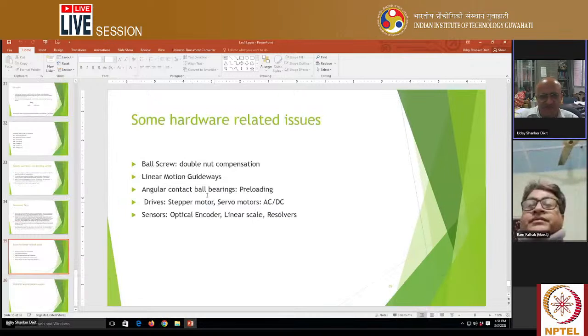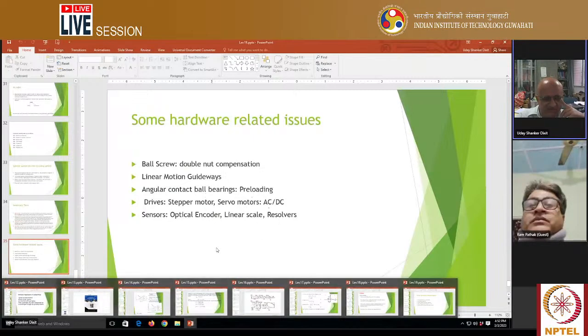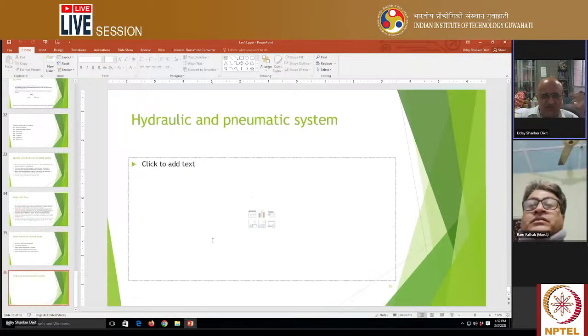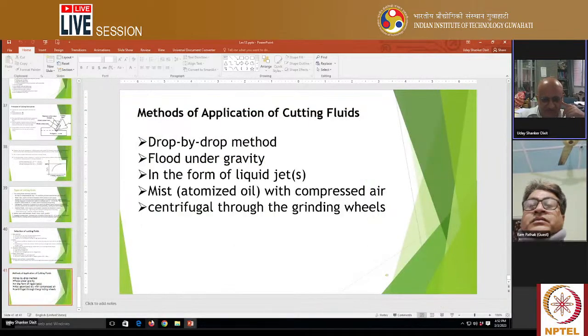Lecture 19, linear motion guideways. These are also basically balls there, angular contact ball bearings. But preloading is very important for accuracy. That means you already apply some load. Then drives means stepper motor, servo motor, AC DC. Sensors means optical encoder, linear scale, and resolver. They work on the magnetic principle. And then hydraulic and pneumatic systems, of course. There are a lot of hydraulic and pneumatic systems. These are the hardware items of a CNC machine.